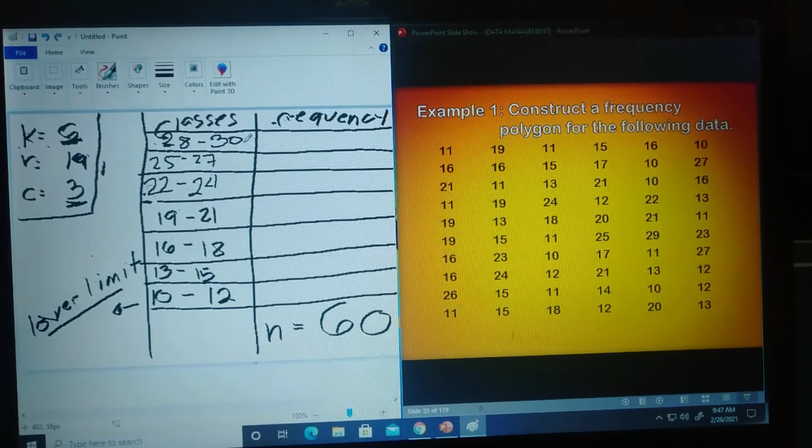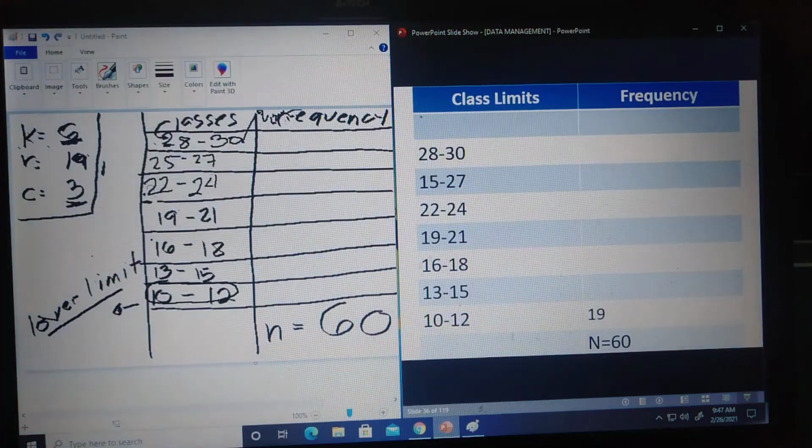Ayan. Ito na ngayon yung tatawag na upper limit. Ayan, upper limit. And then, mag-frequency na tayo. Sa frequency, ito yung tinawag na tali-tali, na magtatali tayo. Meaning, magbibilang tayo kung ilan ang 10 to 12 dito sa data. Ilan ang 10 to 12, ilan ang 13 to 15. So, since hindi ko na isa-isahin yan, suppose, ang nabuo na natin is, ayan, ganyan siya.